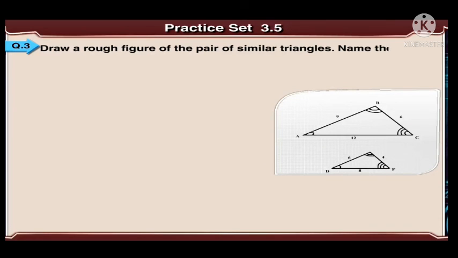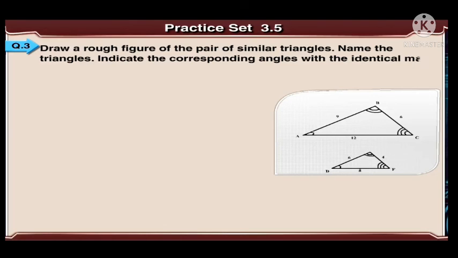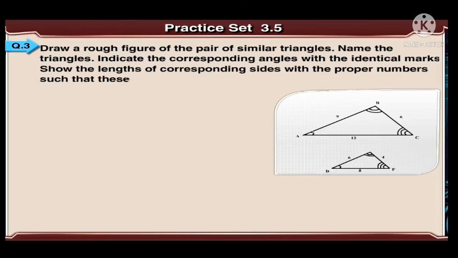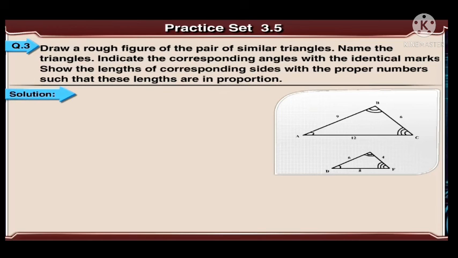Question number 3. Draw a rough figure of the pair of similar triangles. Name the triangles. Indicate the corresponding angles with identical marks. Show the length of the corresponding sides with proper numbers such that these lengths are in proportion. Solution. Here, triangle ABC and triangle DEF is a required pair of similar triangles.